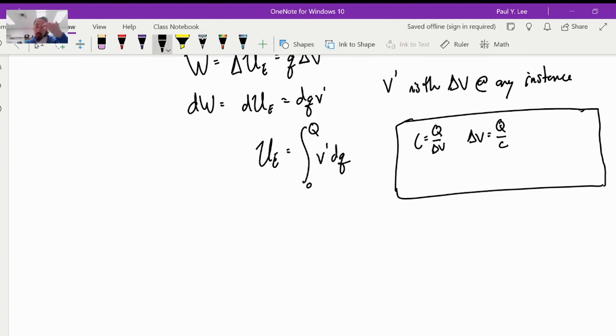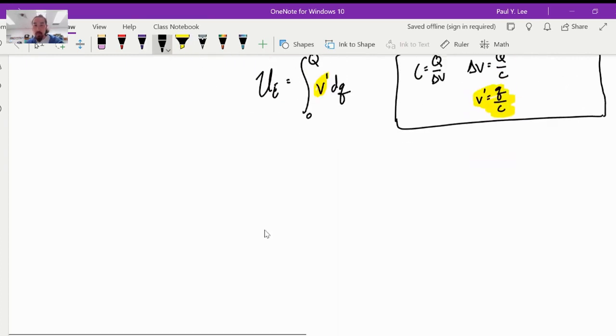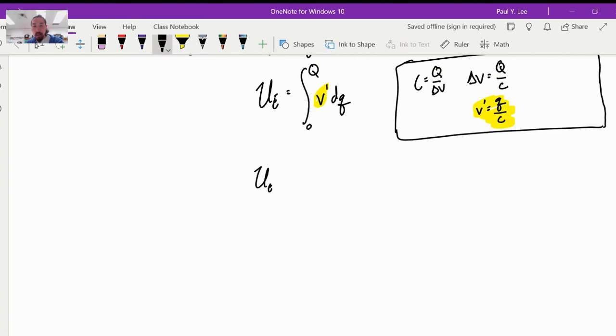But if we want to use this formula for what we need, we would rewrite this as V prime is equal to Q over C, where that Q isn't a tiny amount of charge that we're adding, but the total amount of charge that we have added to the capacitor. The reason we want to do this is because I want to substitute that formula into what we just had over here. That way we can actually integrate with respect to Q. So if I substitute that in, from 0 to Q, we will get Q over C dq.